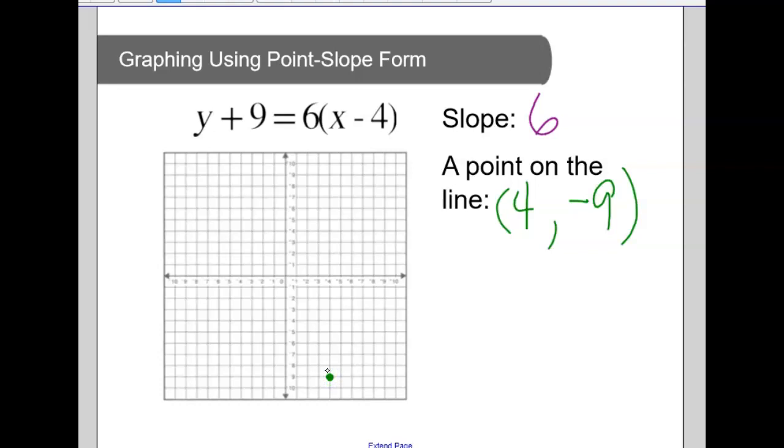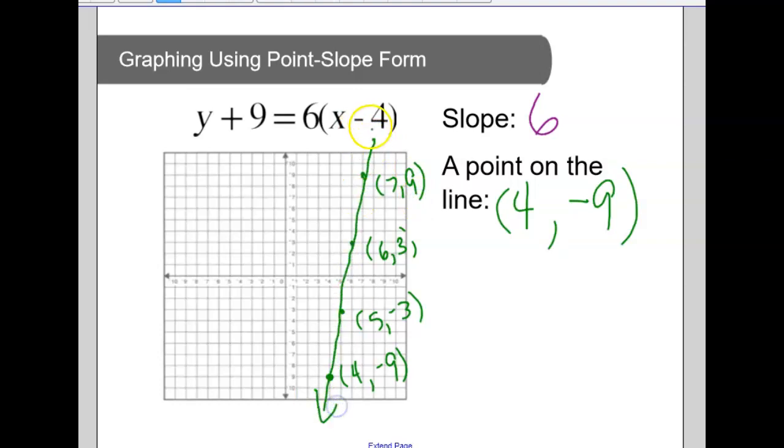And now I want to use my slope to find another couple points here. So I'm going to go up 6. So going up 6 from negative 9 is going to get me to negative 3, and to the right 1. So 5, negative 3 is a point. 4, negative 9 is a point. I'm going to go up 6 and to the right 1. 6, 3 is another point. And I'm going to go up 6 and to the right 1. 7, 9 is another point. And so my line is going to go through the coordinate plane like this.